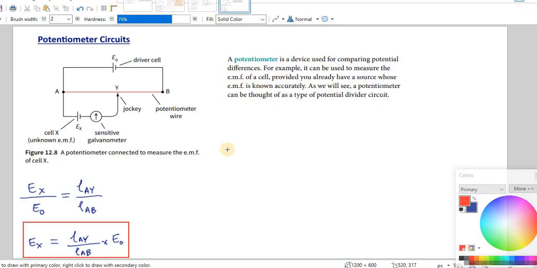Okay, so here is the note now. A potentiometer is a device used for comparing potential differences. So let's say you have to find the EMF of an unknown cell, we can use this. It can be used to measure the EMF of a cell, provided you already have a source whose EMF is known accurately. So we know the EMF of, let's say, this cell, which is called the driver cell, and we are going to find the EMF of this cell X, which we don't know.